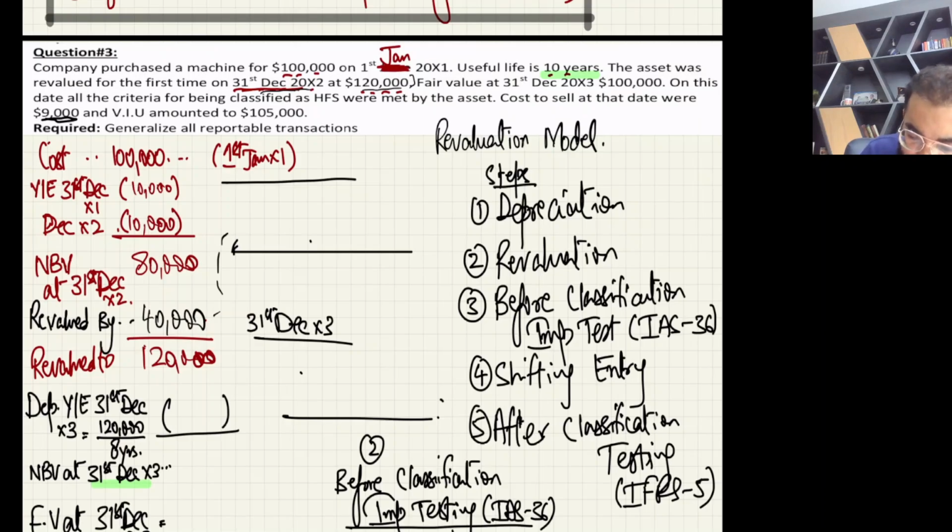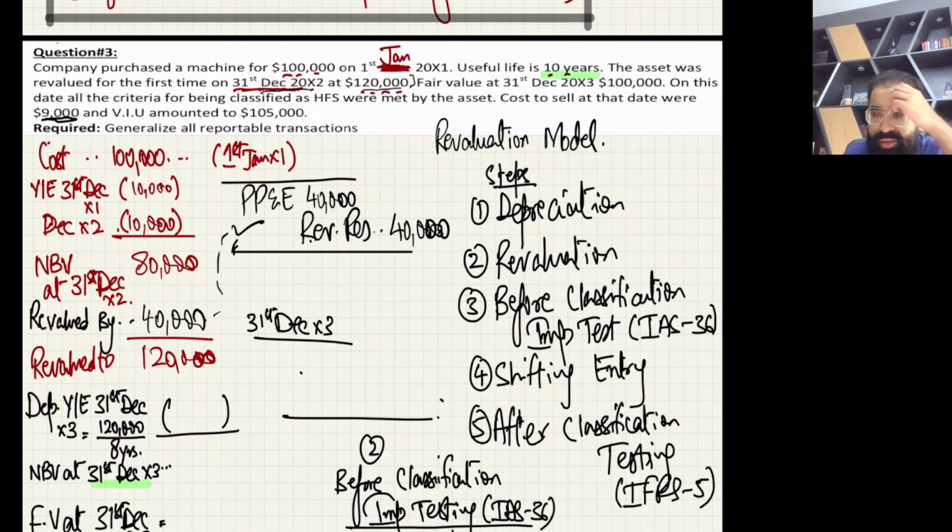Let me make the entry. The entry for upward revaluation, shortcut entry: property, plant and equipment debit and revaluation reserve credit. So property, plant and equipment debit 40,000 and revaluation reserve credit. Sometimes we call it revaluation surplus or OCI, whatever name looks good to you, but I write this name.